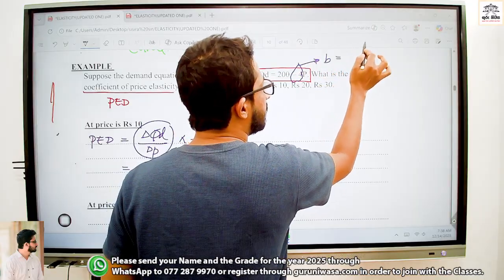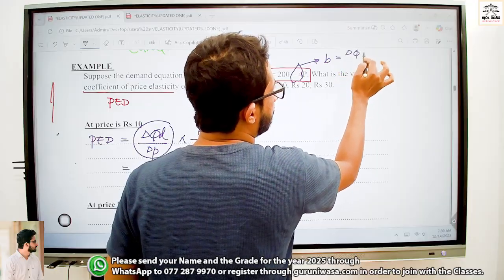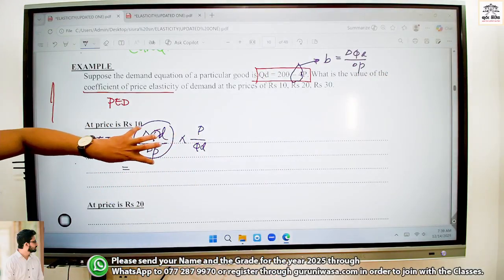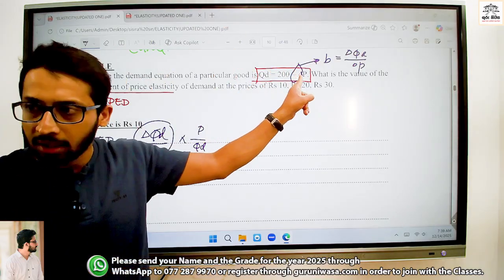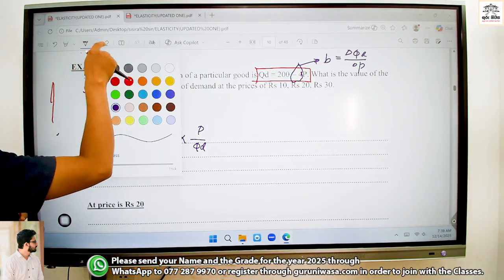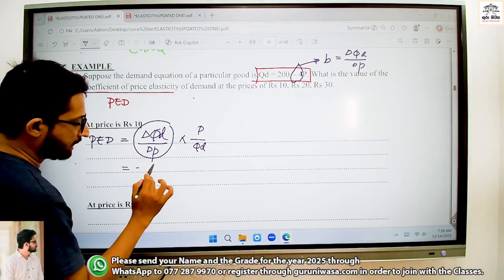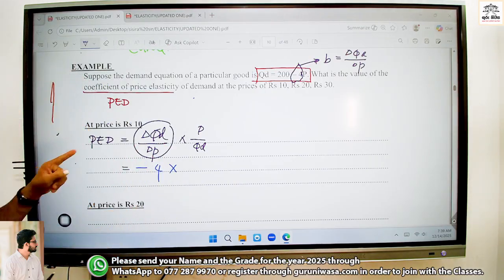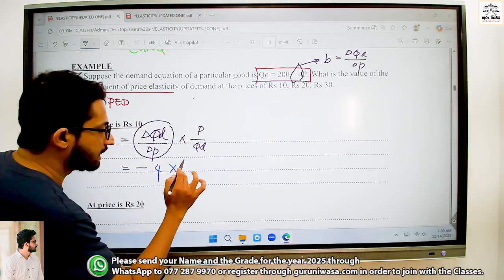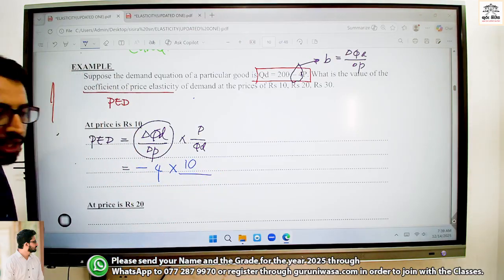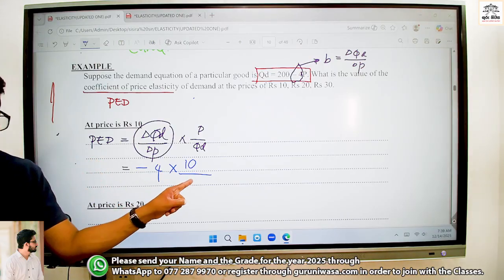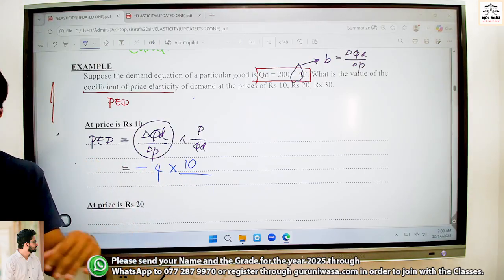It means delta QD over delta P. Clear? So instead of delta QD over delta P, you can substitute minus 4. Then minus 4 times, we are calculating price elasticity of demand at price 10. So price is 10. Here you need to substitute quantity demanded at price 10. Do you have quantity demanded at price 10 here? No, you have to calculate.